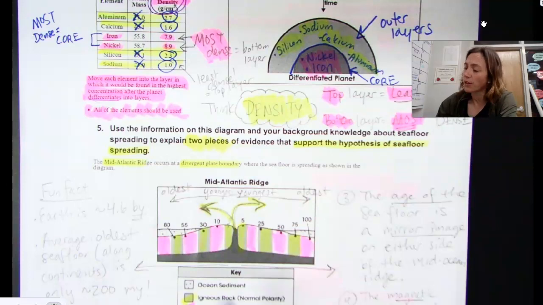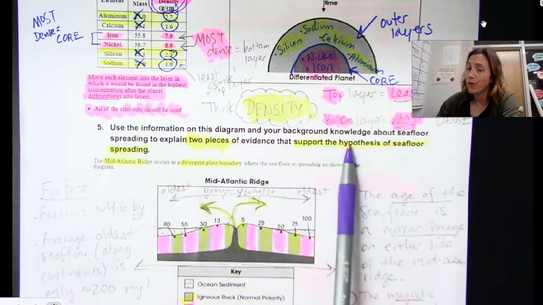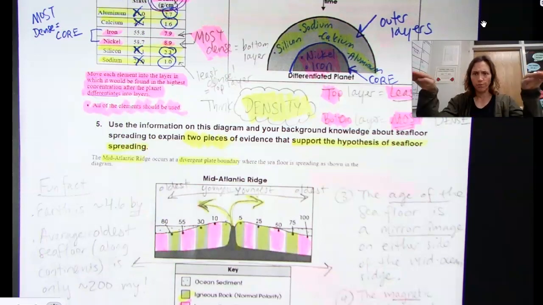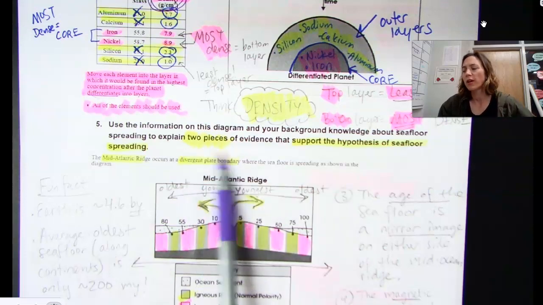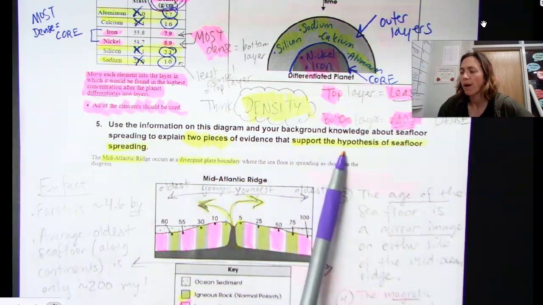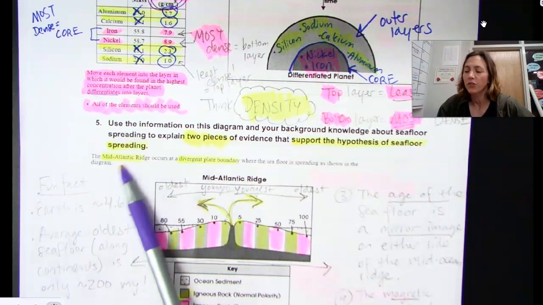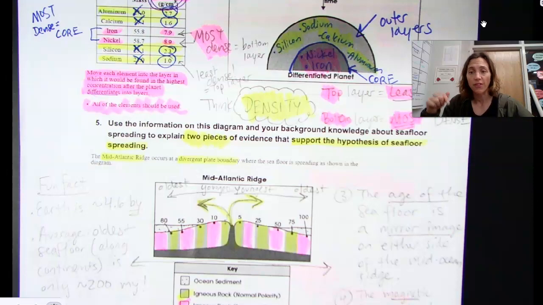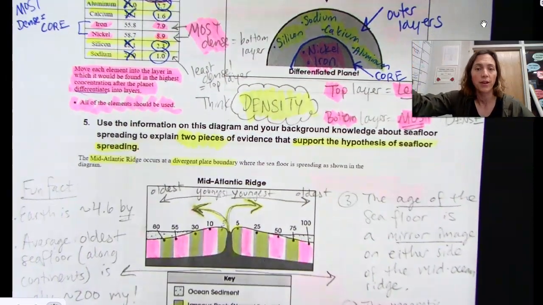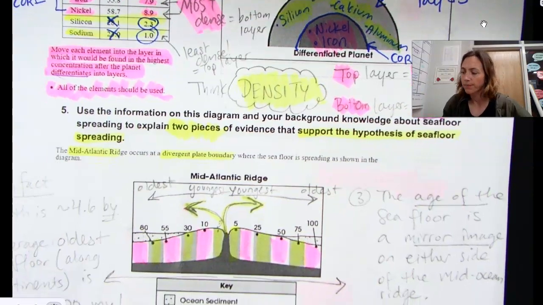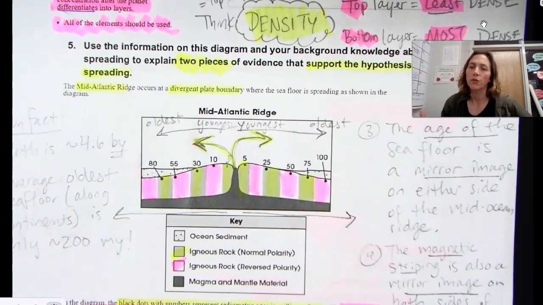Okay, so this one is asking you to use the information on the diagram and your background knowledge about seafloor spreading. Seafloor spreading, divergent boundaries, new crust is made. Then it says explain 2 pieces of evidence that support the hypothesis of seafloor spreading. You are not going to be asked to do short answer questions on this test. This is an older question, and I think they did away with the short answer responses, but you can tell me if I am wrong. Okay, so this is a good review.